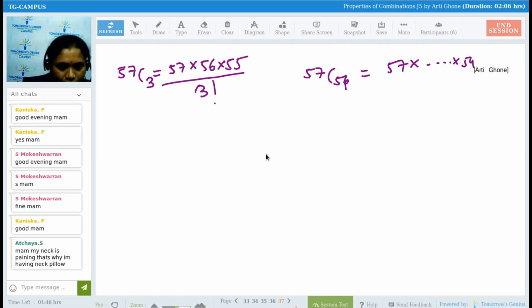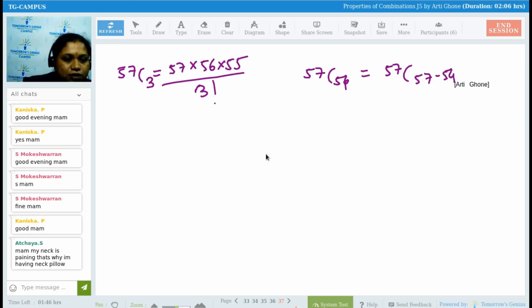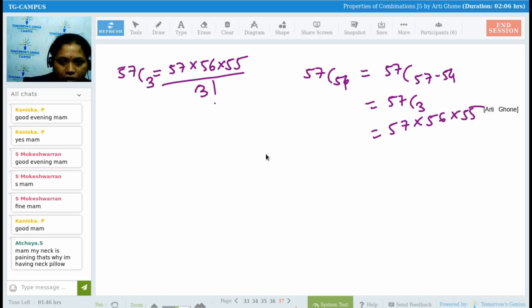Is it possible? No. So instead of that, we have an optional thing: if this is coming very complicated, just do it 57C(57 minus 54). Clear? So how much it comes? 57C3, and then you can resolve like this: 57 into 56 into 55 upon 3 factorial. Clear? And then solve. Getting my point? How you are going to solve this one?